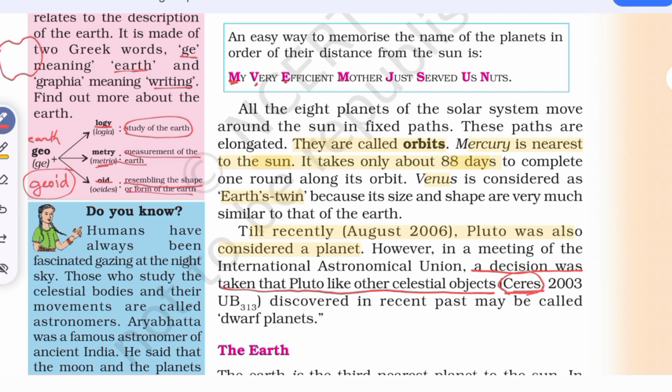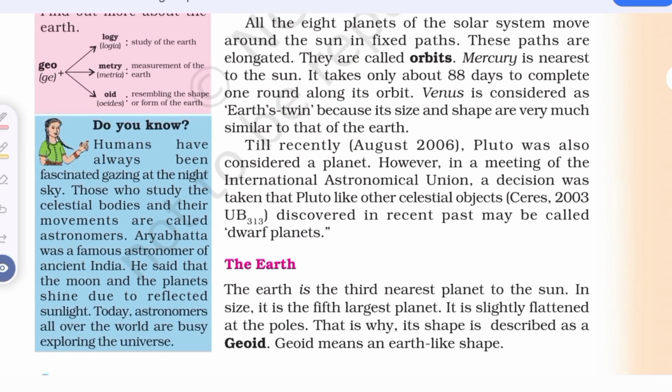There are two more concepts you have to remember. One is Ceres and another one is Pluto. These both are dwarf planets. A dwarf planet means a planet that does not have a fixed path of revolution.